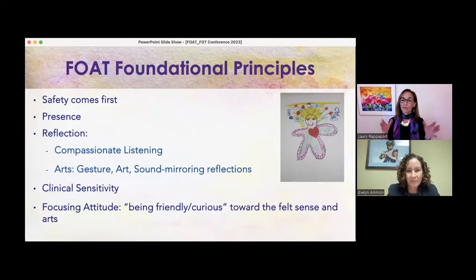So part of the theory has foundational principles that are built on Gene's focusing-oriented therapy.